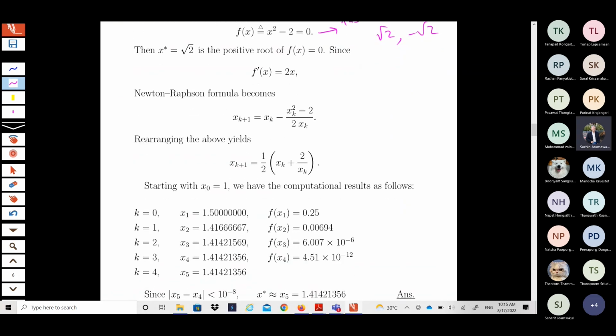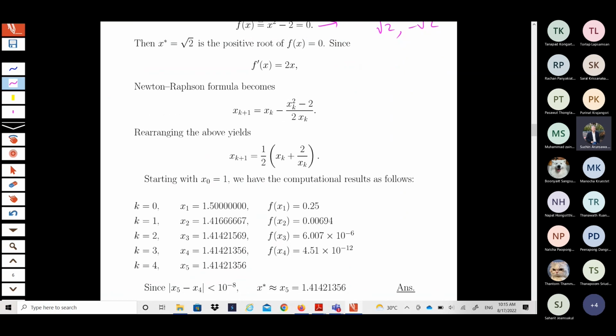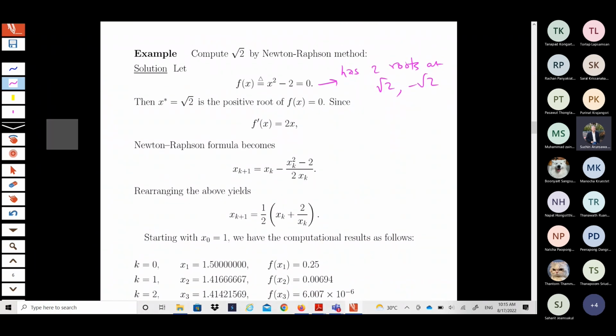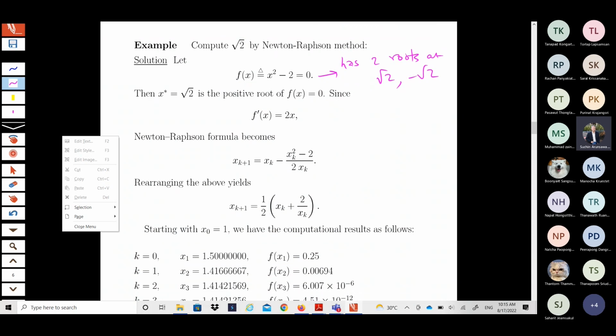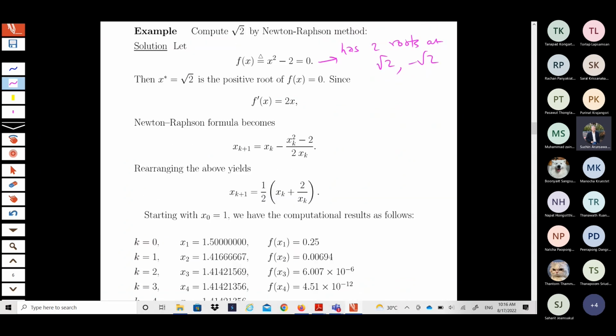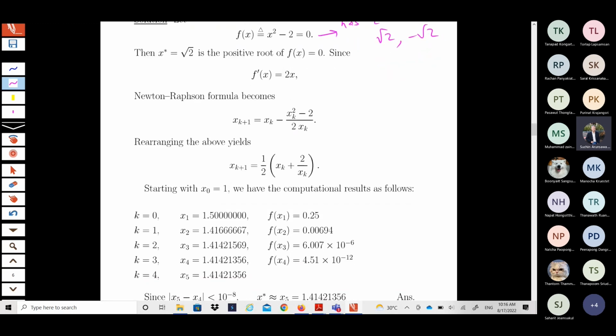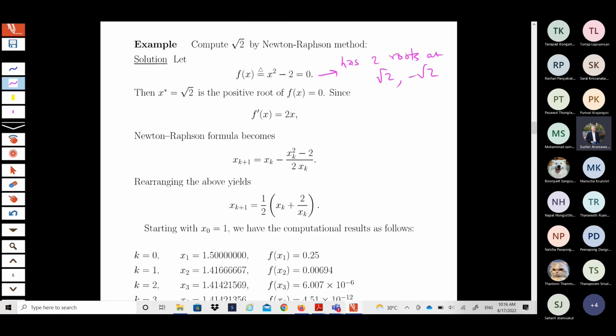Okay, but in this example we skip that explanation. We just focus on the method. How can we do this first? When we use the Newton-Raphson, we use the positive root.